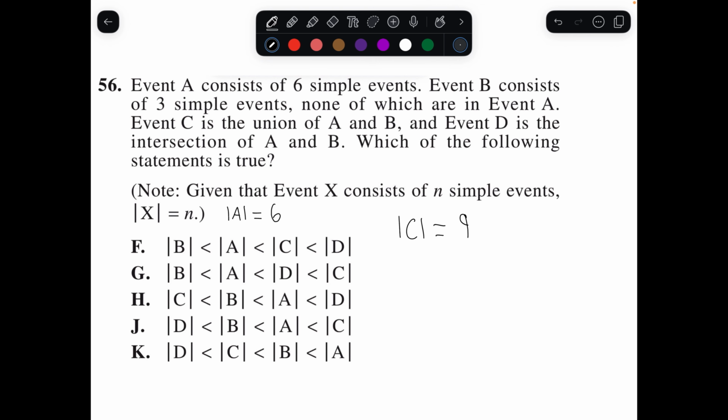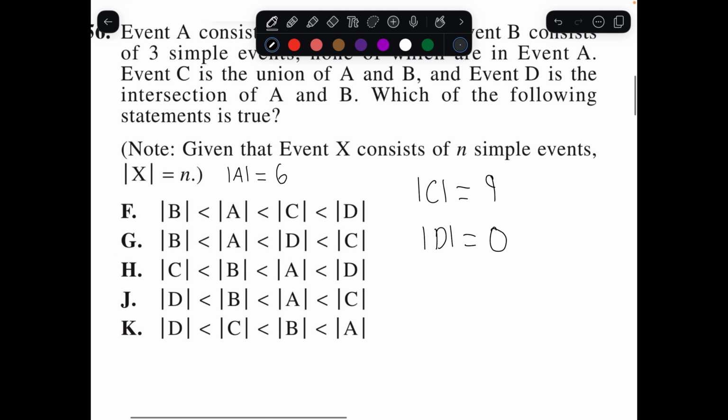The last one is event D is the intersection of A and B. So this is basically asking us how many of the events overlap. Well, if you notice in the sentence above, it says event B consists of 3 simple events, none of which are in event A, which means they don't overlap at all, which means event A and event B don't intersect. So event D has 0 simple events. So now we know how many simple events each event has. We can just figure out the correct answer choice.